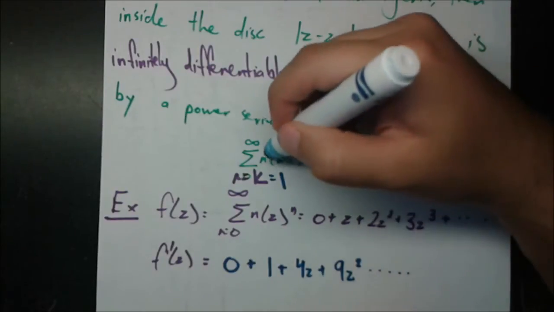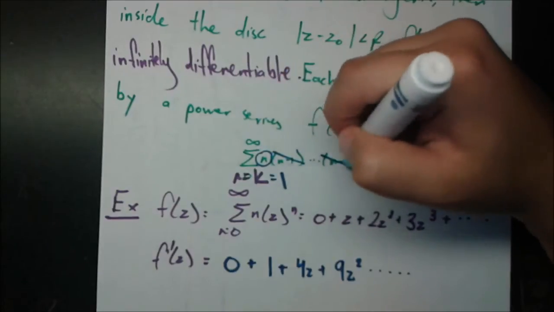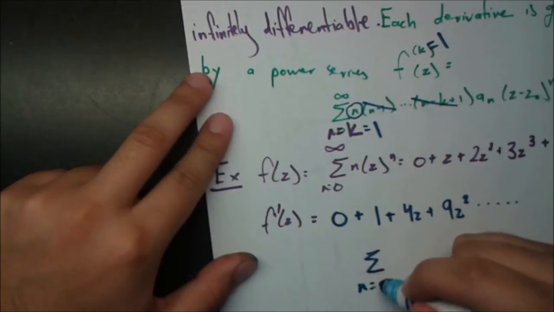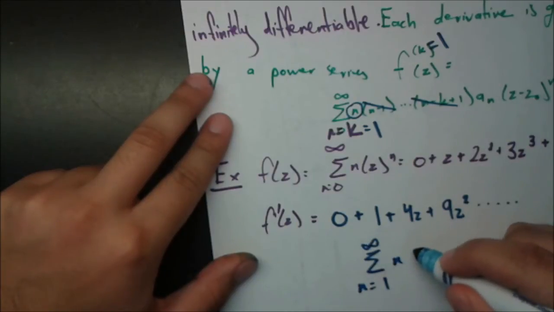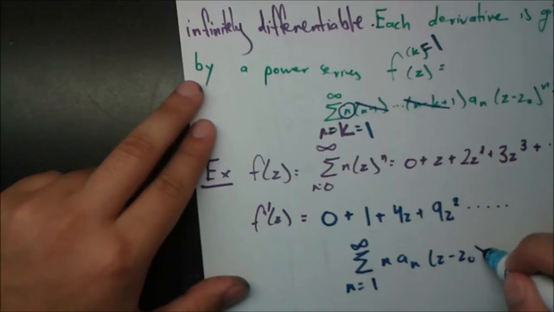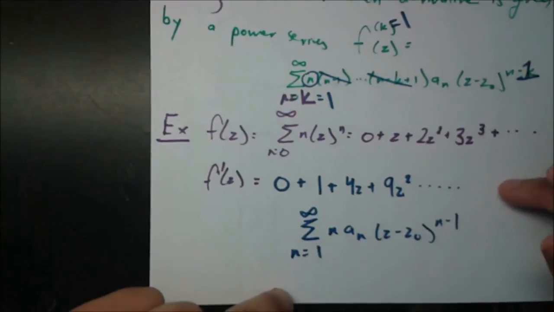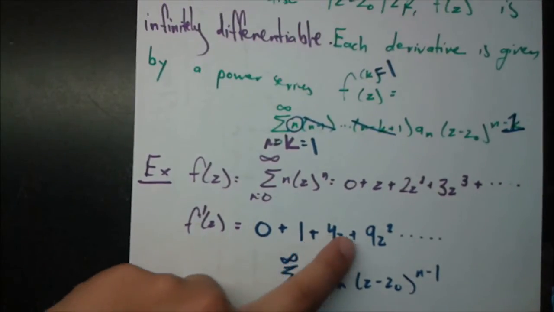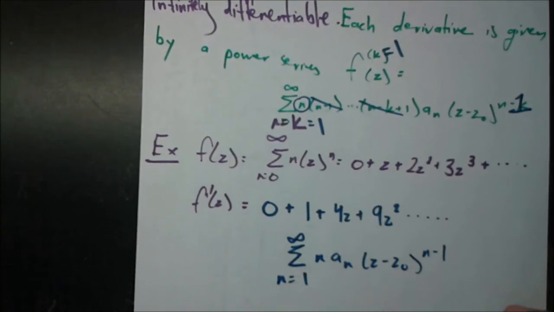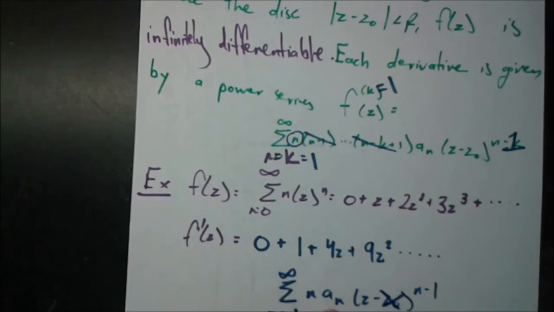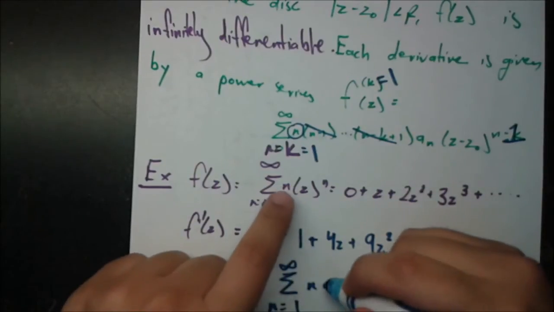So it's just n. So that means that all we're really dealing with is this n, none of these other terms. So if we rewrite this, it's going to be the sum from n equals 1 to infinity of n times a sub n times z minus z naught to the power of n minus 1. Okay, that should be the derivative. So that should, once we expand it out, give us the same answer as 0 plus 1 plus 4z plus 9z squared and so on. So now, what is z naught in this case? Z naught is 0, because it's really z minus 0 right here. So this is nothing, this is 0. What is a sub n? A sub n was n, so this is going to be n.